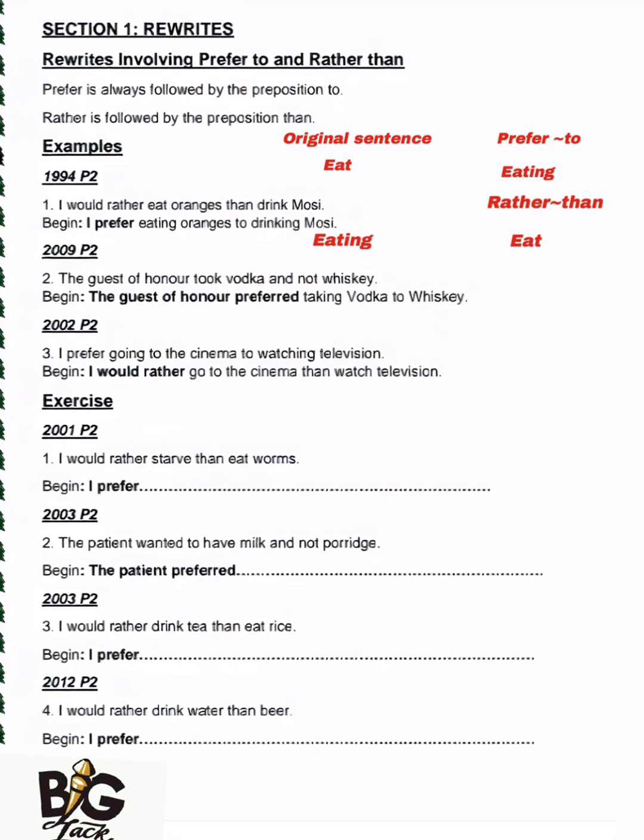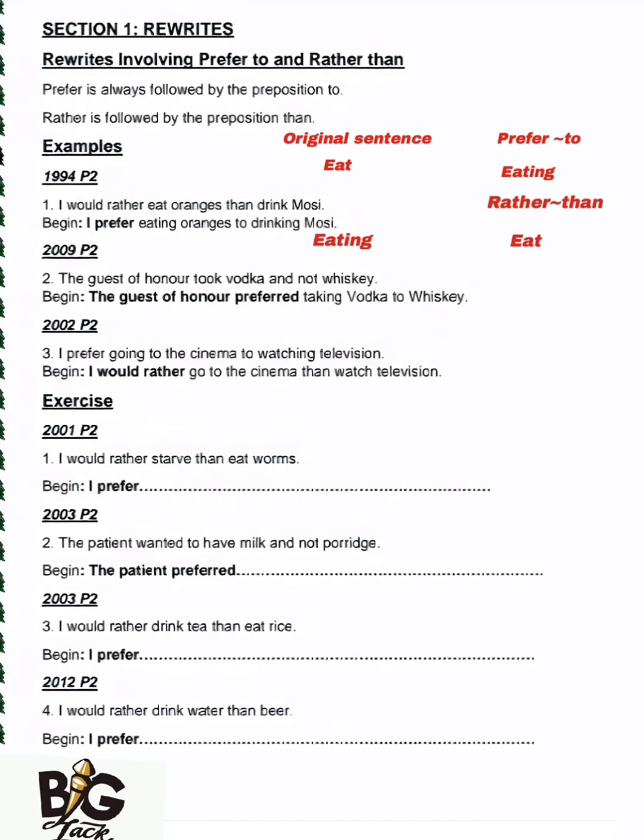Then for the exercise, we have question 1, which came in 2001 paper 2. It was saying, "I would rather starve than eat worms." So in the original sentence, we have two verbs or action words, starve and eat. Starve is more like you are staying without eating anything, or you are fasting.